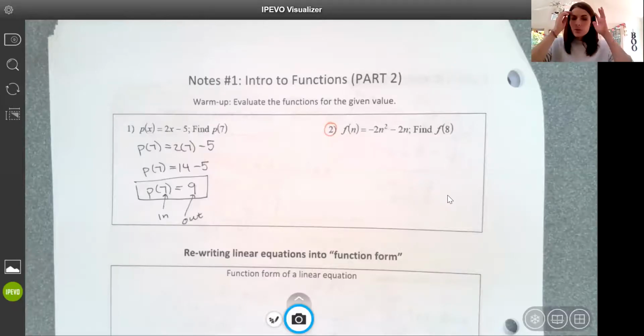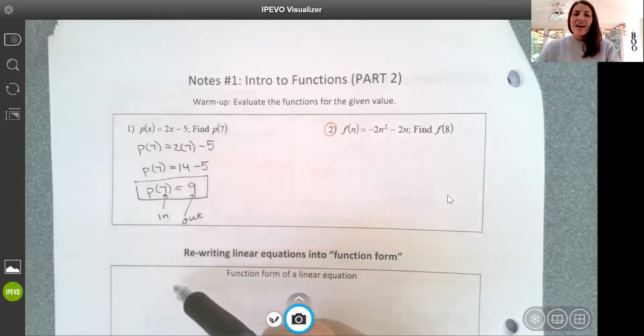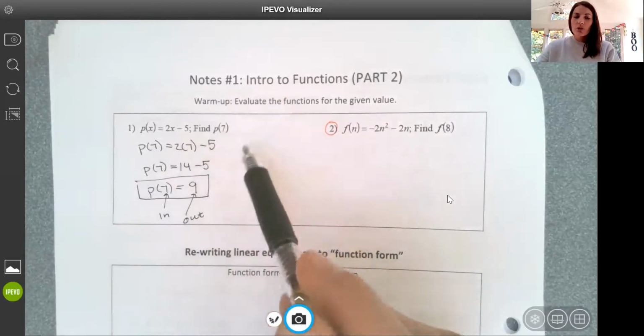Okay, so today we're going to continue with functions. You'll see my recording messed up a little bit, so I started number one. We are going to do a warm up today before we jump in.